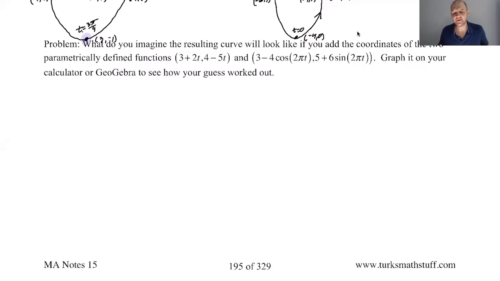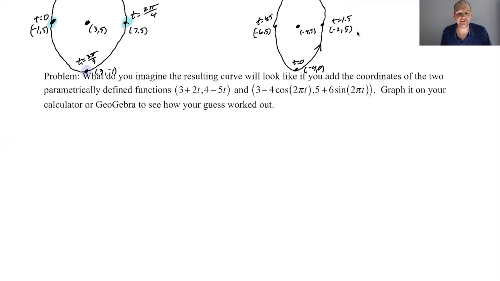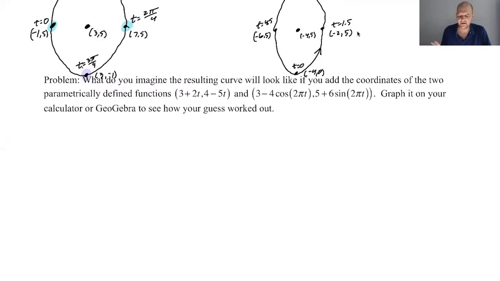All right, we're back. We're on the bottom of page 195, math analysis. We're talking about parametric equations. We just talked about ellipses. Now we have kind of an interesting question that applies to all sorts of parametrics, not just specifically ellipses. What do you imagine the resulting curve will look like if you add the coordinates of two parametrically defined curves?